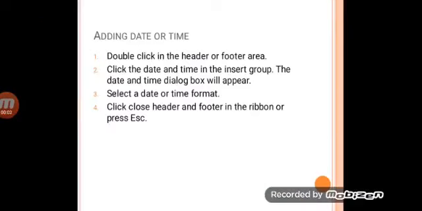Now I again repeat the steps to add a date or time. First, double click in the header or footer area. Then click Date and Time in the Insert group. The Date and Time dialog box will appear. Then select a date or time format. Then click Close Header and Footer in the ribbon or press Escape.